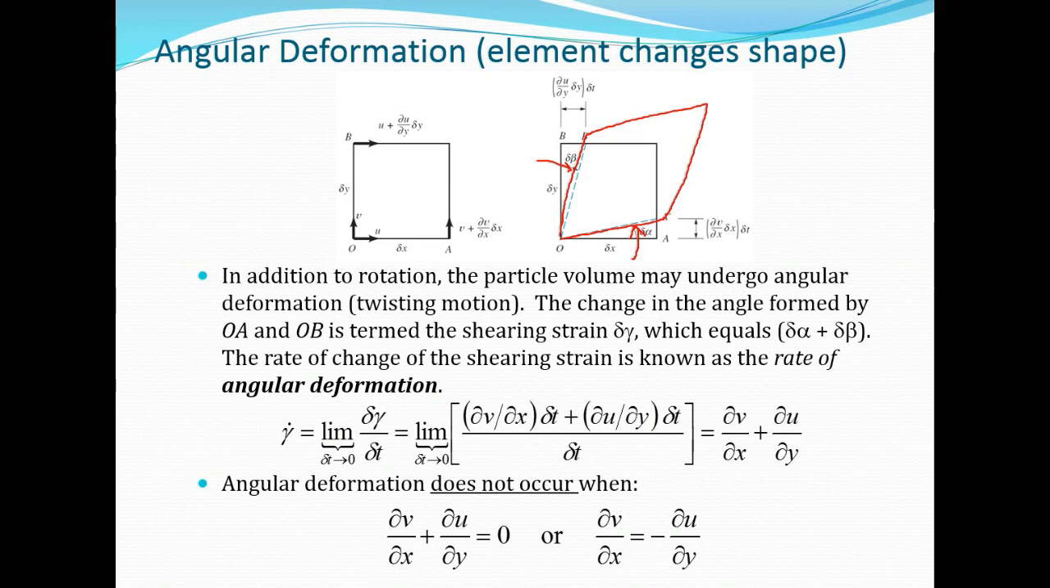We get through it by looking at these angles in the same way. Only now we're defining the rate of angular deformation using gamma dot, and it turns out that that's equal to the sum of these cross derivatives, where again we have the derivative of the velocity in the y direction with respect to x, and the derivative of the velocity in the x direction with respect to y. So angular deformation does not occur when the rate of angular deformation is equal to 0. In other words, when these are equal and opposite to one another. If they're equal and opposite to one another, then they will not deform.